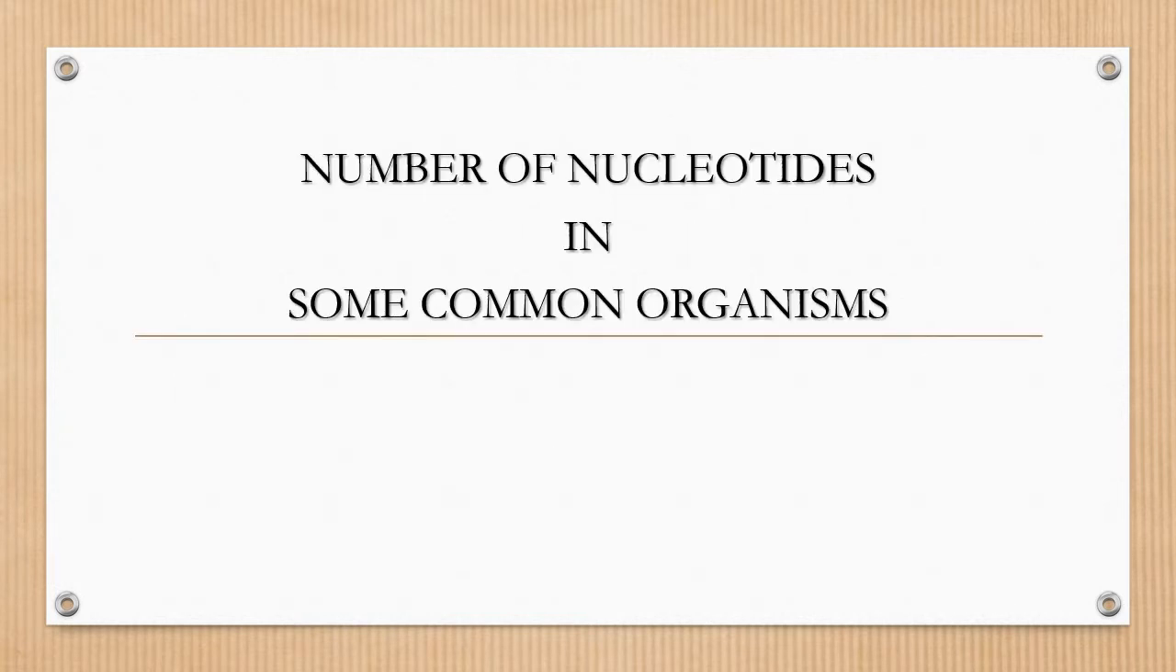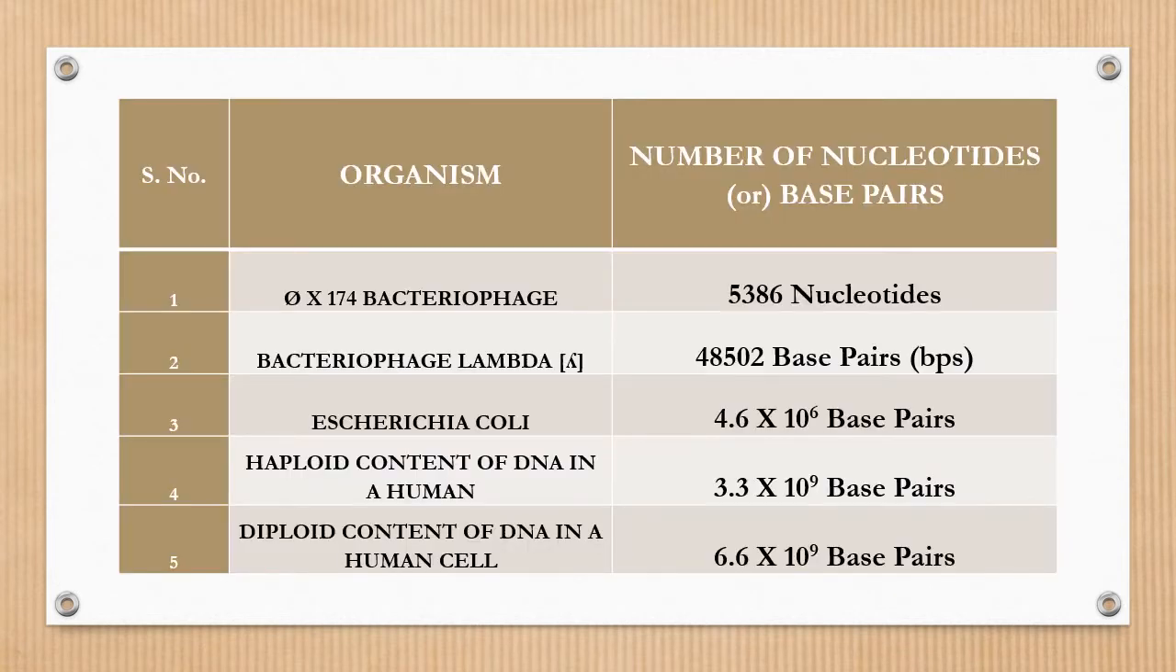Let's see the number of nucleotides in some common organisms. Here the organism and the number of nucleotides, or base pairs, present in that particular organism are mentioned. The first organism is the phi X 174 bacteriophage. It consists of a total of 5386 nucleotides in its DNA.